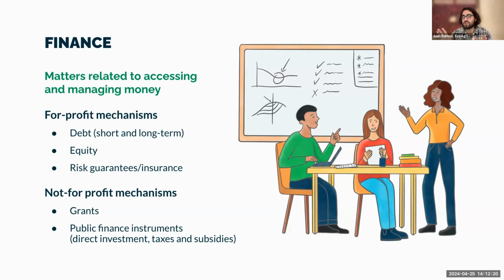But the most common ones are obviously a loan or a debt, which can happen at small and larger pools. And then grants and public finance instruments are also among the most common, because that's how governments spend their money directly in different ways.